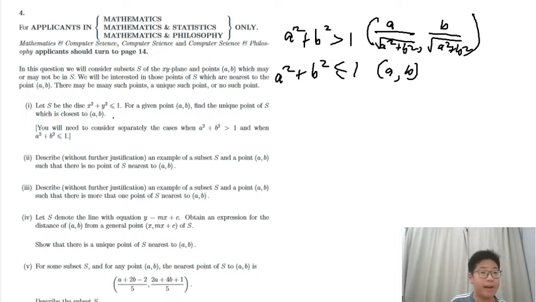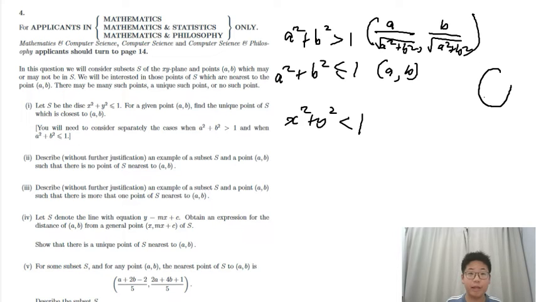Describe an example of a subset S such that no point of S is nearest to (a, b). There are so many ways. Let's try the open disk, x squared plus y squared is less than 1. Basically, x squared plus y squared less than or equal to 1 will look like this. But when it's just less than, it will be the whole disk, yes, the whole disk but without the boundary. That's why it is called the open disk.